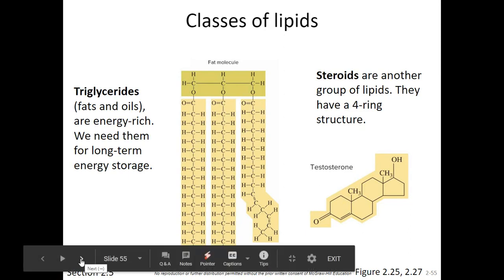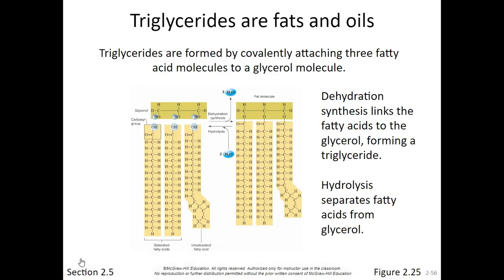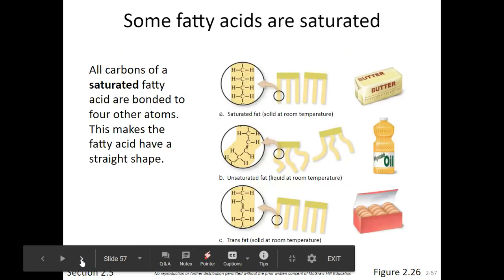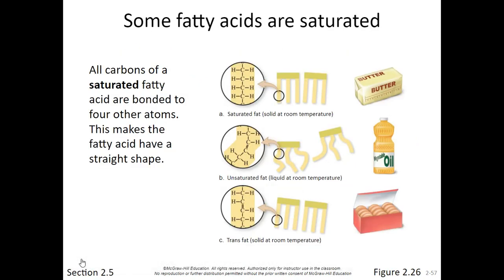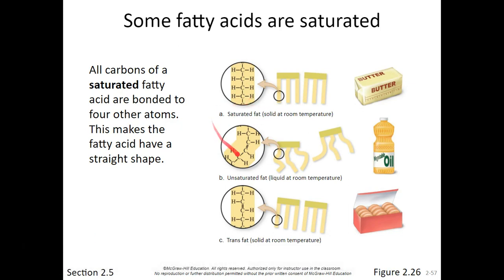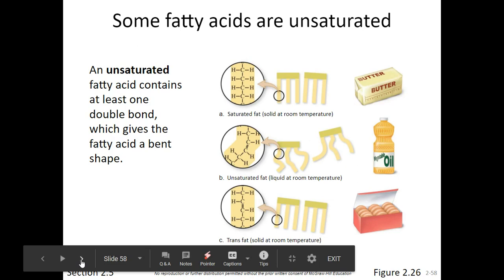Steroids are classes of lipids. The first class is fats and oils. These are different groups of triglycerides, some saturated and some unsaturated. It depends on double and triple bonds. Here all bonds are satisfied, so we call it saturated. Here you will see a double bond. These are unsaturated. So you can see saturated and unsaturated.